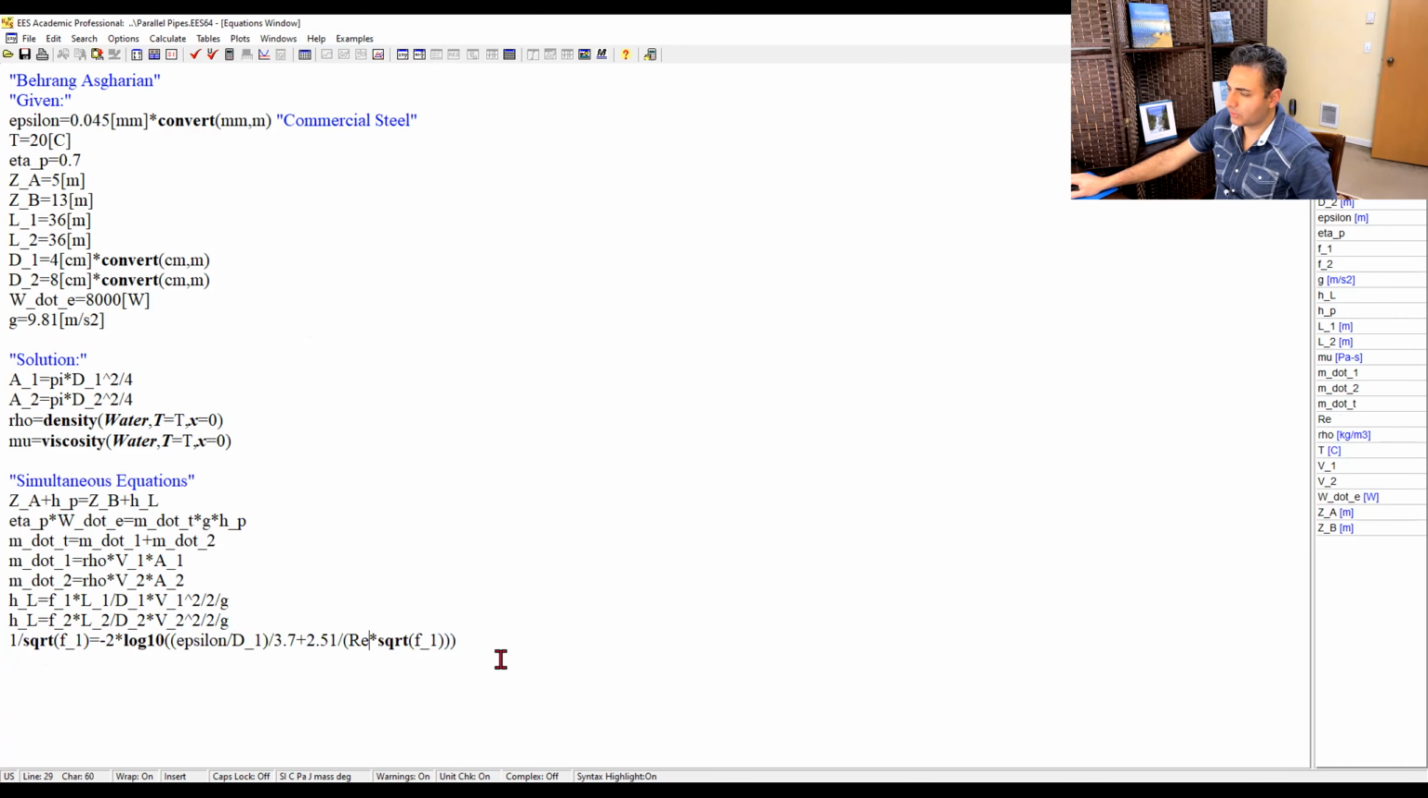One thing you can do here is copy this, because it's the same equation for F2, right? For the other friction factor. And you have to make sure that you change all these F1s to F2. Sometimes you miss one variable and you're screwed. So you shouldn't miss any variable.